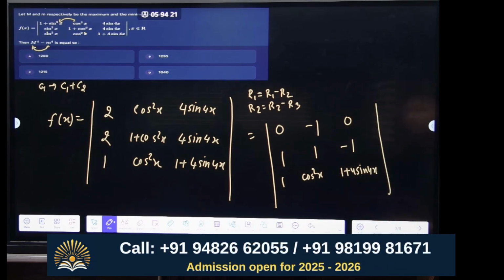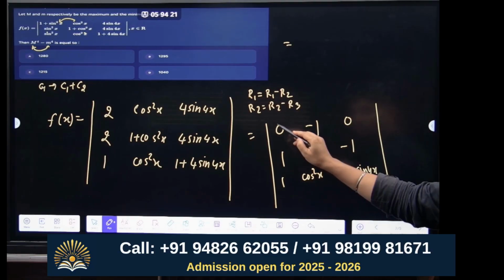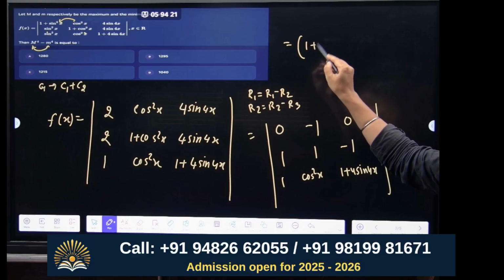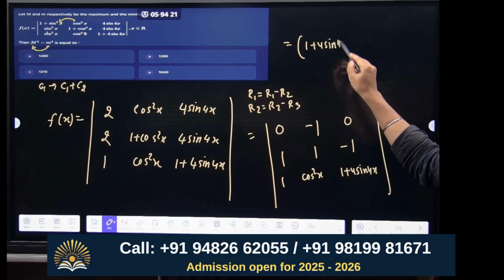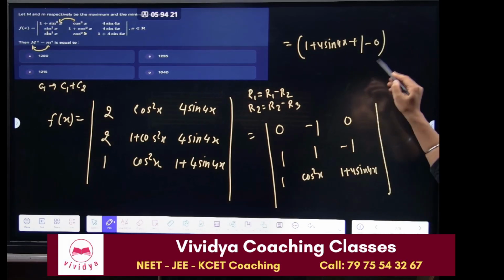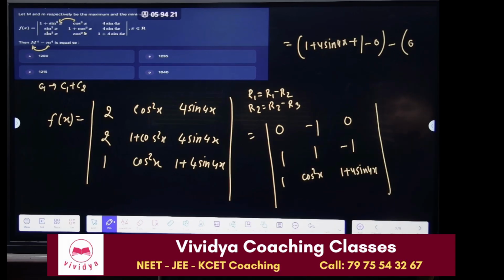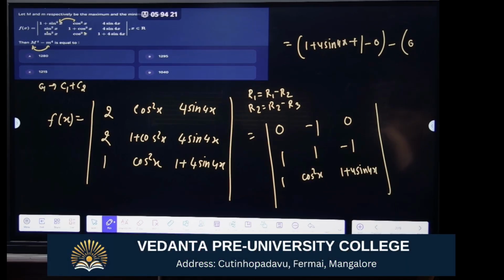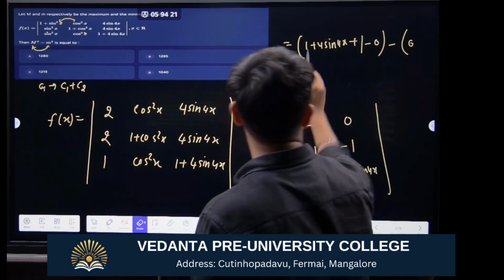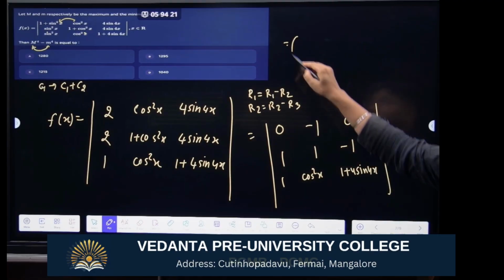So everything is reduced. Now simplify this. So what will be the value? By Sarrus rule, this will get multiplied. So 1 plus 4 sine 4x, minus plus 1, minus 0, minus 0. This will multiply again. Sorry, this is going to be 0. First, 0 to multiply, it will be 0.